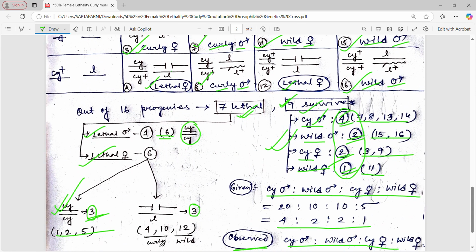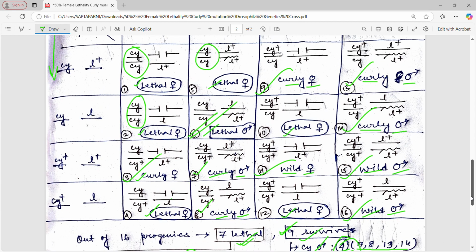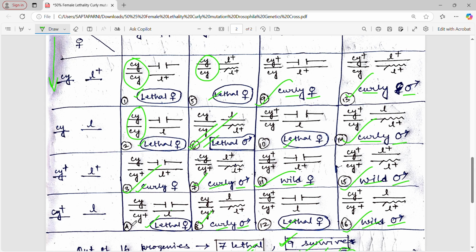And in box 4, 10 and 12, these females are dead due to absence of L plus allele. Let's see box 4, 10 and 12. See here in the box 4, you can see there is absence of L plus allele. So this is dead due to absence of L plus allele. If L plus allele was present, it could be a curly female. Then box 10, see here, it is also dead due to absence of L plus allele. If there was L plus allele present, it could be a curly female.